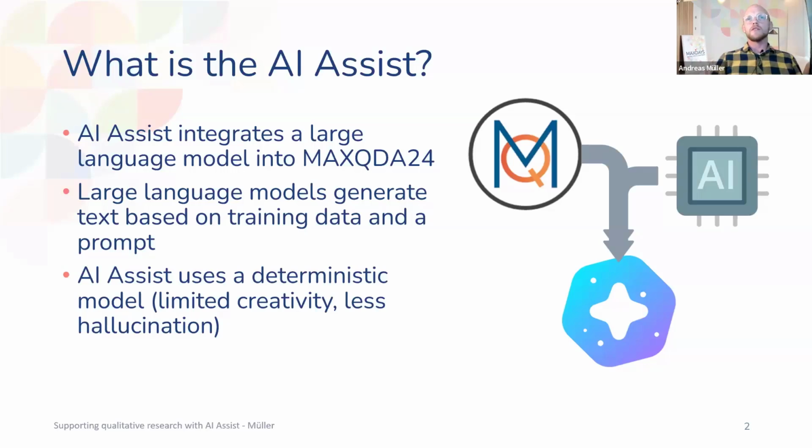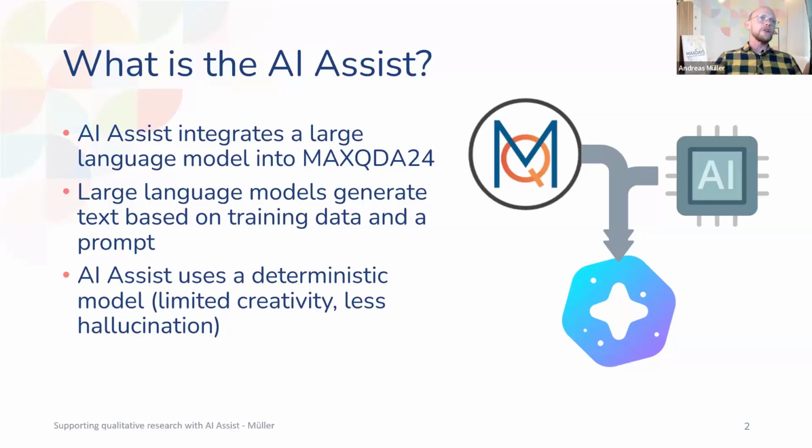The only difference is that with the free version, it sometimes tells you, hey, you have used this too much today, please come back tomorrow. There's a certain limitation on how many tokens can be processed per day. If you get a pro version, then there is no limitation. But just so that you know, it's an add-on. You're not forced to do it. You have to deliberately sign up for it, create a MaxQDA account, and use it. As an add-on, it integrates a large language model into MaxQDA 24.